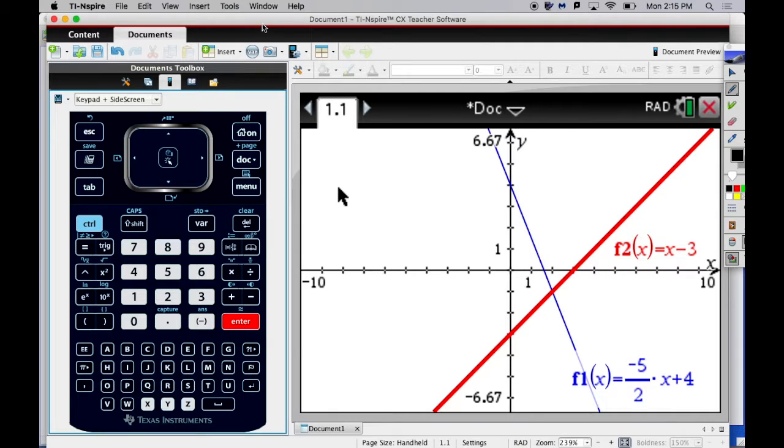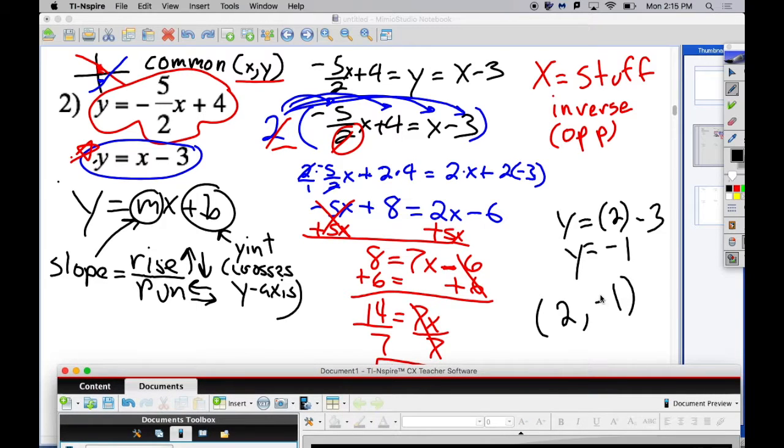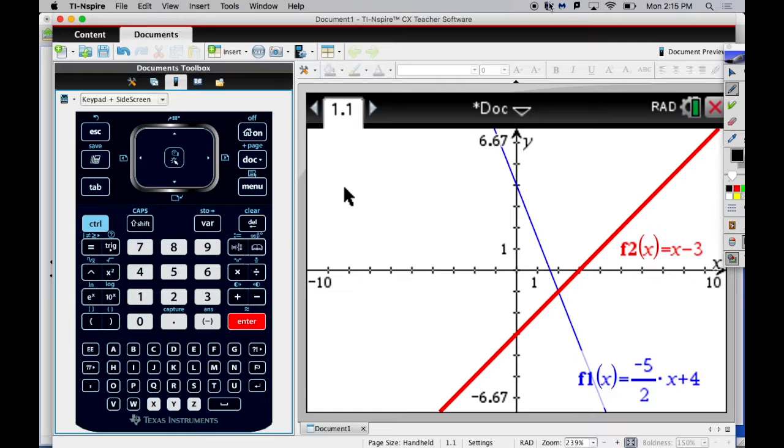Hey, guys, we're looking for the solution. It should be 2 comma negative 1. This is our solution right here. Where does it cross? 2 comma negative 1. Now, how can I find out for sure? If you go to menu, first of all, raise your hand or hold your calculators up so I can see that you've graphed both lines.